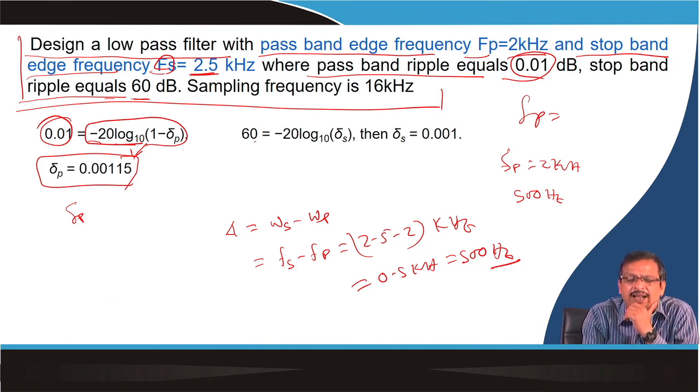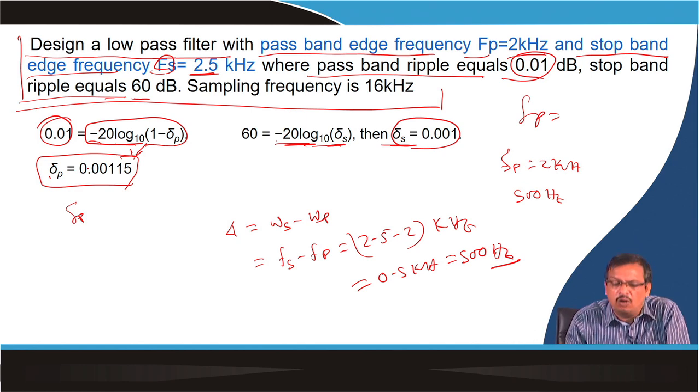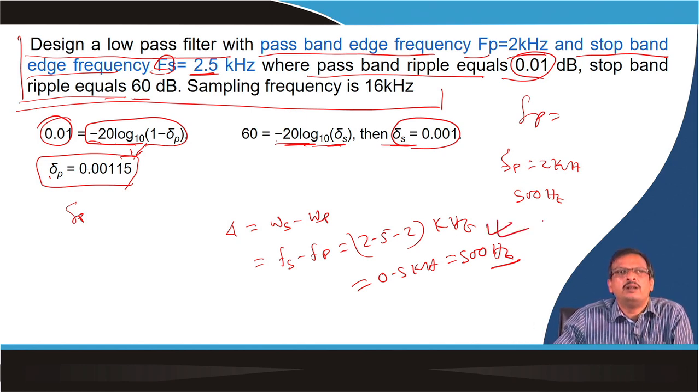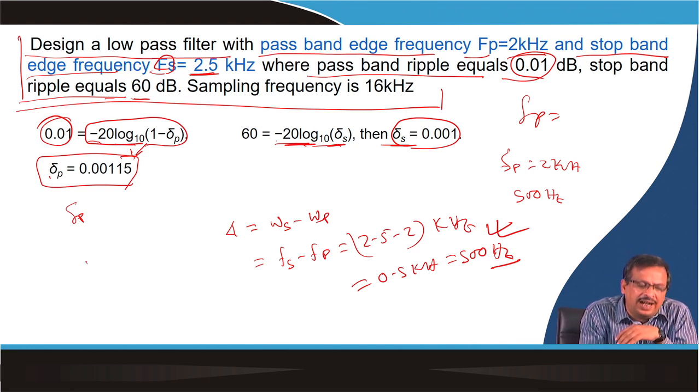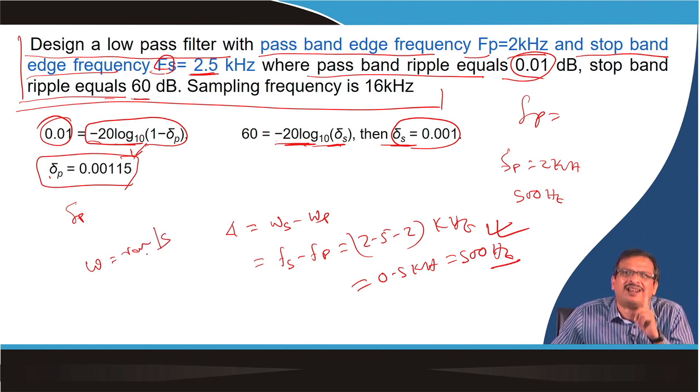Similarly, I can calculate del S. 60 minus 20 log 10 del S, then del S is equal to this one. So I know del P and del S. I know the transition bandwidth. But when we design a digital filter, I have to express it in normalized discrete frequency. In my first lecture, if you remember, I said that in the digital domain, omega is radian per sample. It is not radian per second.